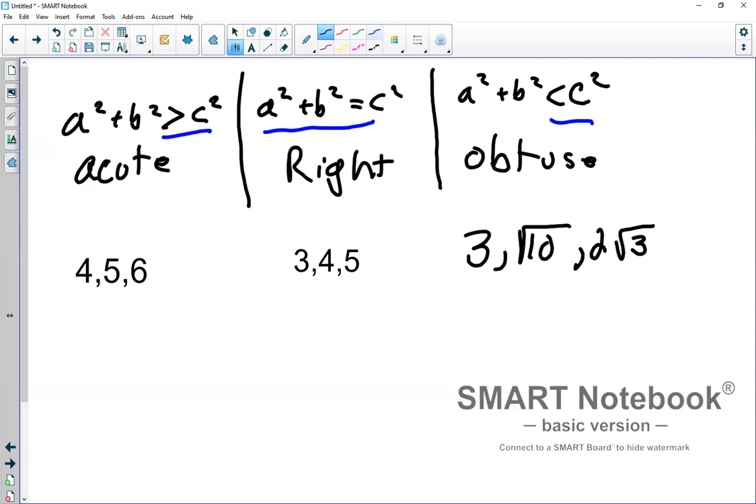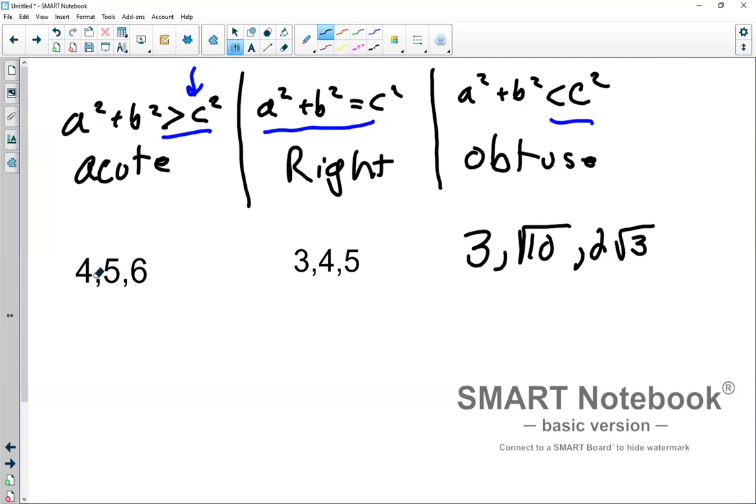Very important, the c squared will always be the biggest number. A and B, like the previous page, doesn't matter which one's A and which one's B, but c squared will always be the biggest number.